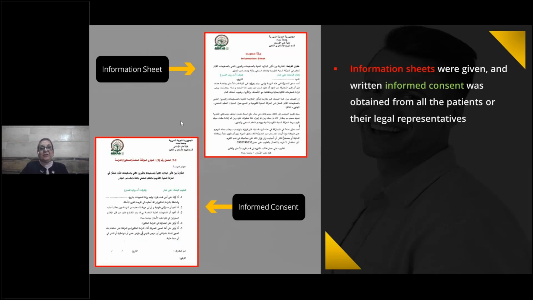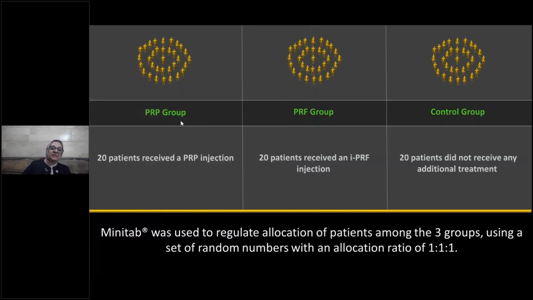Information sheets were given and written informed consent was obtained from all the patients or their legal representatives. 20 patients received PRP injection, 20 patients received injectable PRF injection, 20 patients didn't receive any additional treatment. Minitab was used to regulate allocation of patients among the 3 groups using a set of random numbers with an allocation ratio of equal groups.